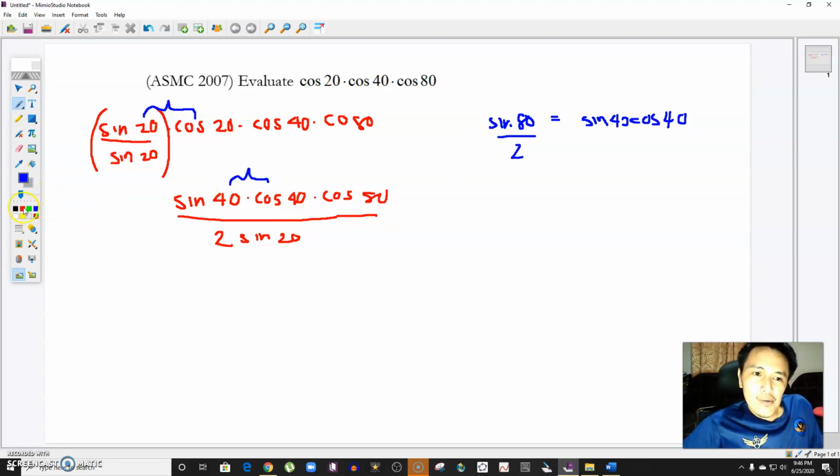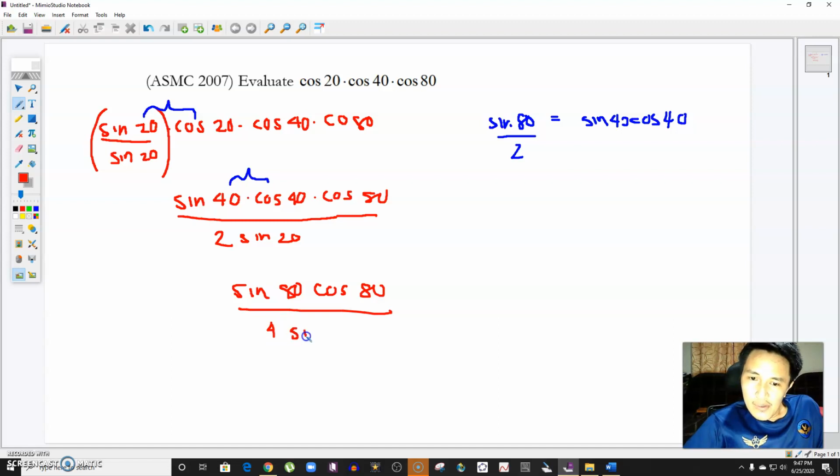So that's equal to sine 80 over 2, over 2. With the 2 I have there, that will be 4, times sine 20. See that? I hope you get that part. Then the same thing is true for this one: sine 80 times cosine 80 is equal to sine 160. That's equal to sine 160 over 2 times 4, so over 8, times sine 20.